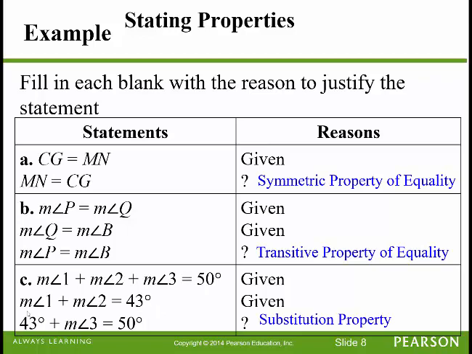All right, what you're saying here is, I know the measure of angle 1 and the measure of angle 2 from up here, I can substitute it right in and get 43 degrees. So 43 plus the measure of angle 3 must be 50 degrees. All right, so you're just using the same properties as the algebraic ones with your geometric ones.